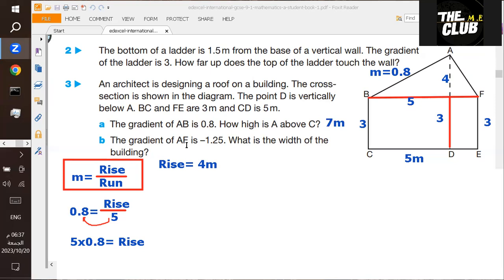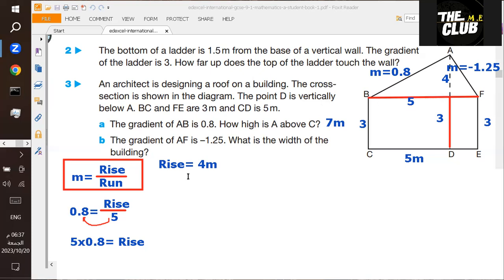In B, the gradient of AF is negative 1.25. So we write the gradient m equals negative 1.25. Okay, let's make a space for it. Let's make it here. Yes, we have space. The gradient of AF is negative 1.25, and I have the rise, which is 4.